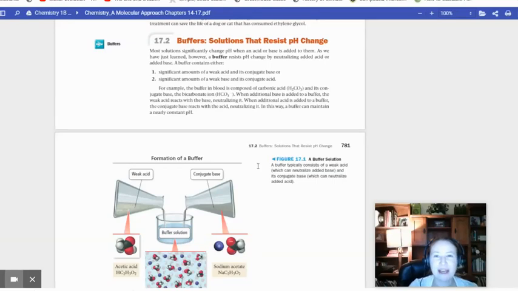Hi guys, this is AP Chem, Chapter 17, Section 2 on buffers. We are going to look at the textbook and take down some notes about buffers.